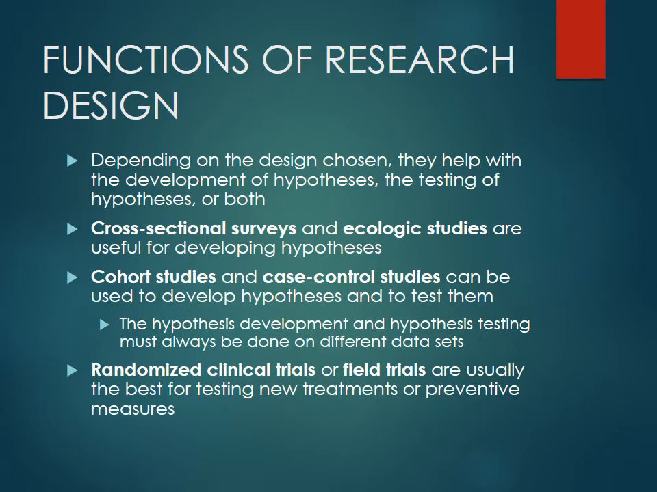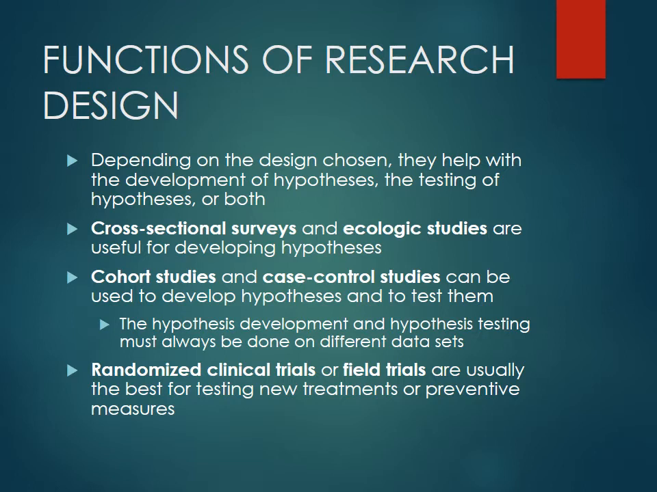Cross-sectional surveys and ecological studies are going to be useful for developing hypotheses. That's really the main utility you're going to get out of those. Cohort studies and case control studies can be used to either develop hypotheses or to test them. Usually you're going to see the hypothesis development and hypothesis testing should be done on different data sets, right? You don't want to develop a hypothesis and then test it on the same amount of data because you're more likely to find a difference when one really isn't there.